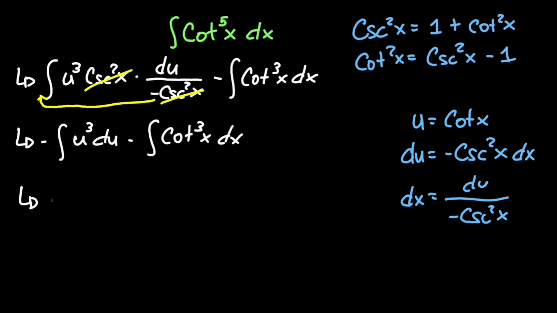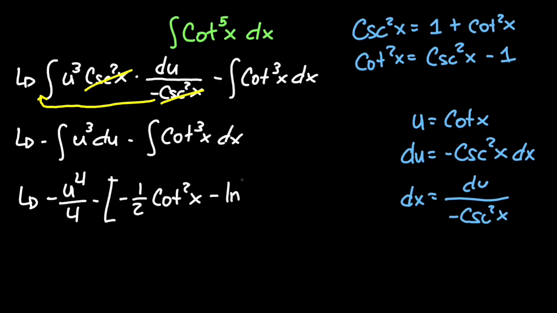The integral of u to the power of 3 would be equal to u to the power of 4 over 4. And the integral of cotangent to the power of 3, as we had solved earlier once again, would be equal to negative 1/2 cotangent squared of x minus the natural log of the absolute value of sine of x plus c.